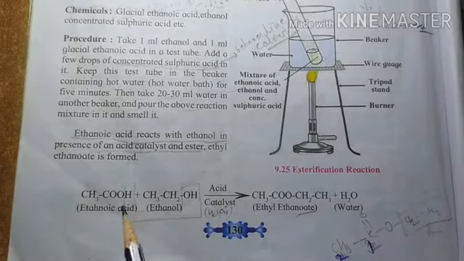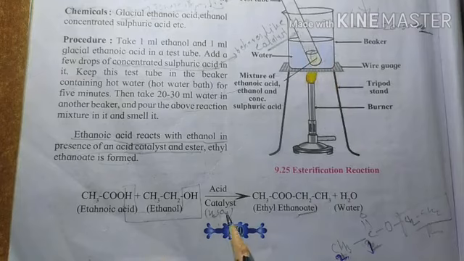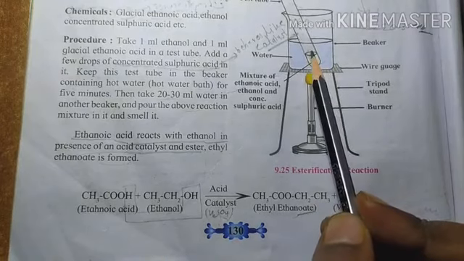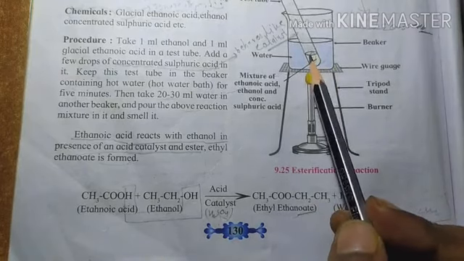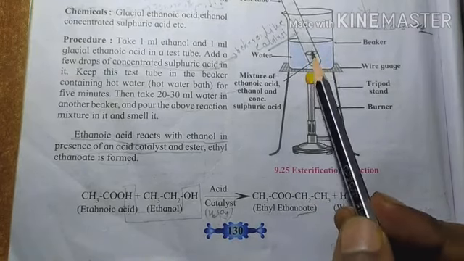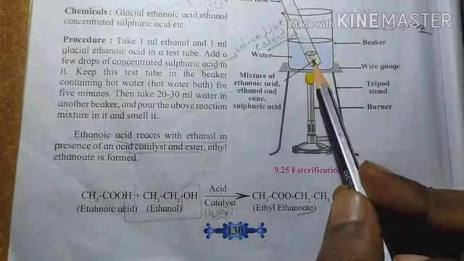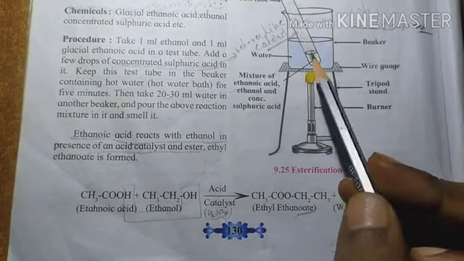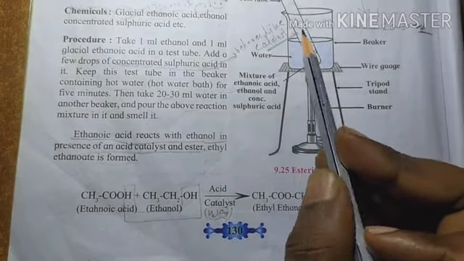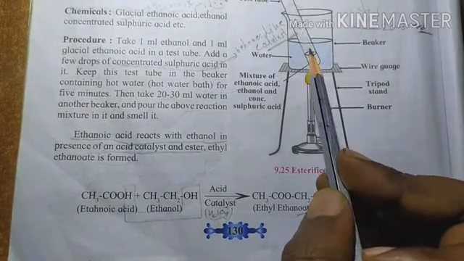Why did we add concentrated H2SO4? The reason is that if we do not add sulfuric acid, the reaction may not take place. Here sulfuric acid acts as a catalyst. That's why we used a catalyst for this reaction. Okay, so ethyl ethanoate is formed in the products.